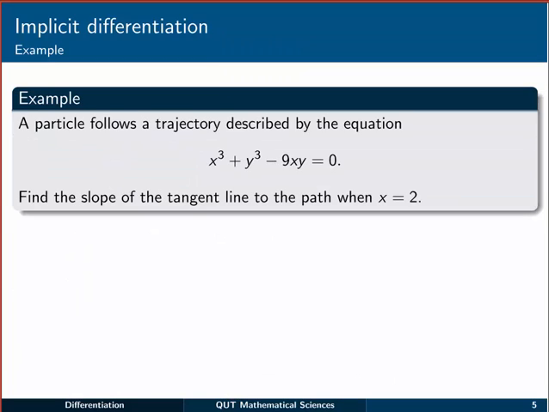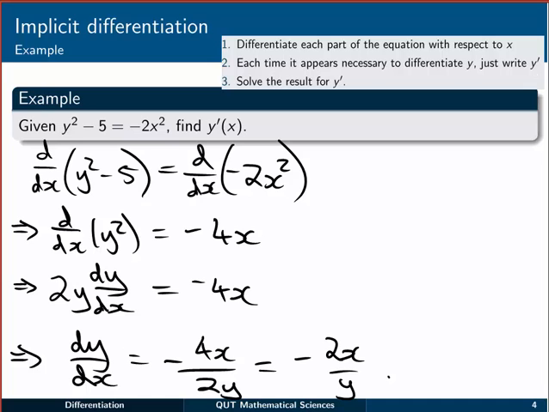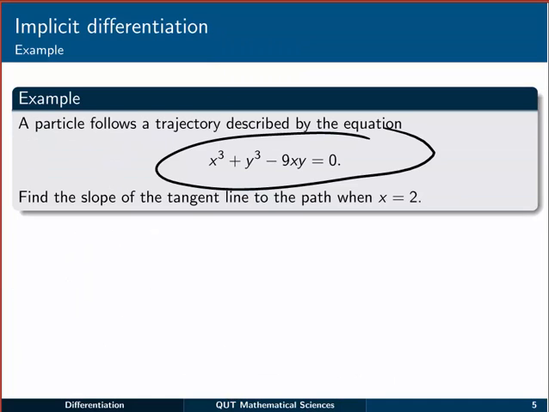Let's check out another one, a little bit more applied one. A particle is following a trajectory given by this equation, x cubed plus y cubed minus 9xy is equal to 0. And we want to find the slope of the tangent line to the path when x is equal to 2. Now in the application sense, that would be related to the velocity of the particle. Why don't you pause now and have a go at trying to do that one yourself by applying those 3 steps, differentiating with respect to x, using y dash or dy dx whenever necessary, and then rearranging. When you come back we can go through it together.